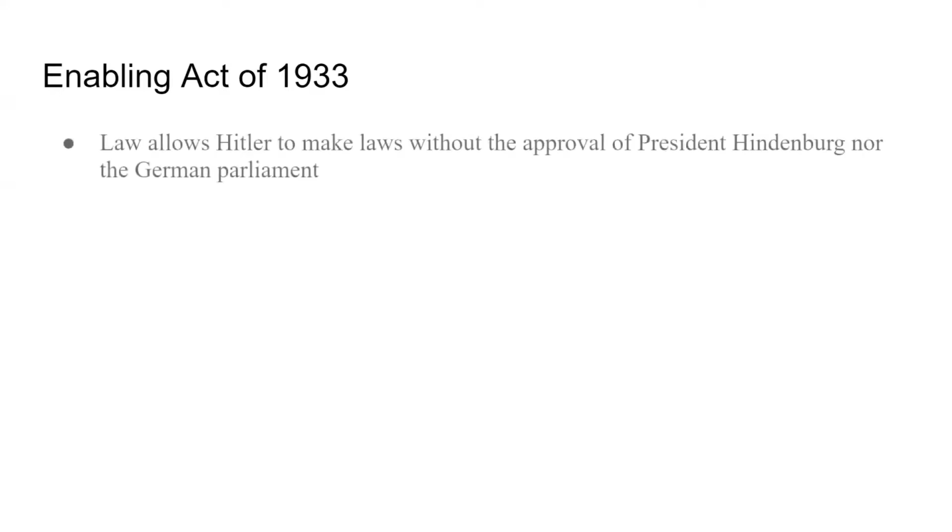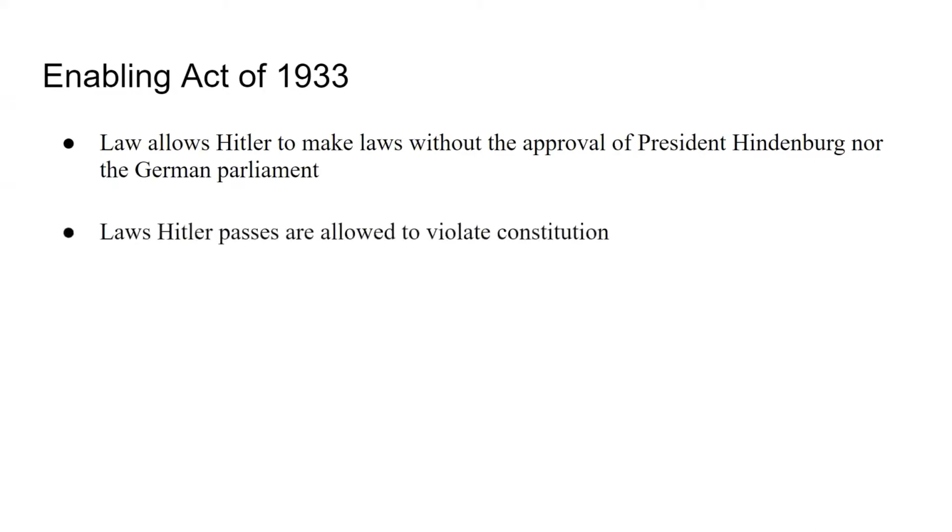Using his momentum after the Reichstag Fire decree, Hitler consolidated his power even more in what became called the Enabling Act of 1933. This law allowed Hitler to make laws without the approval of President Hindenburg nor the German parliament, the Reichstag, and he could even pass laws that violate the Constitution. So Hitler is pretty much an absolute dictator.